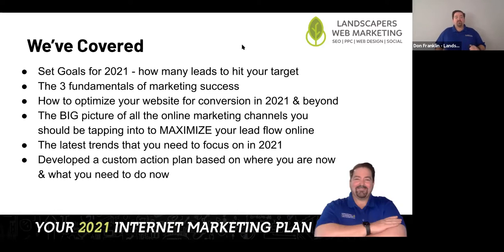The 3 fundamentals of marketing success. If you get these 3 things in place, it's going to make it so much easier to actually hit those goals. How to optimize your website for conversion in 2021 and beyond, making sure you have that phone number in the top right corner, making sure you're not playing hide and seek with your phone number, you have the right authentic photos, not doing stock images. There's a place for stock images, but again, people want to see people, and the authentic photos will drastically increase the conversions.